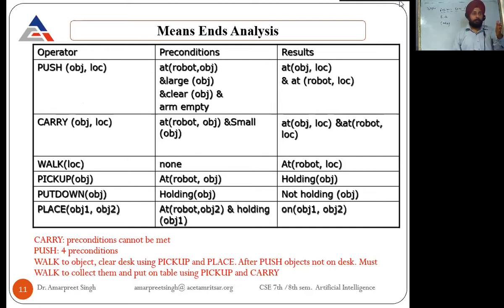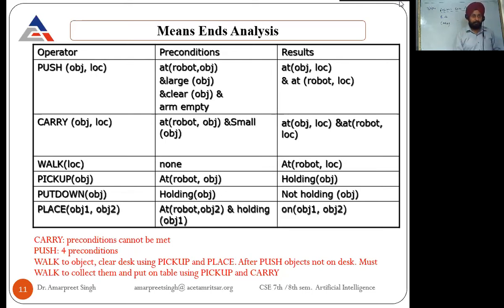For push, the object and location have to be given: what you have to push and where you have to push, where you have to take it from one place to another. Only then is the push operator applied. These are the two parameters of the push operator. So if the robot is there, the object is there, the object is large and heavy, and your arm should be empty. These are the conditions to apply the push operator. Once you apply it, what will be the result?